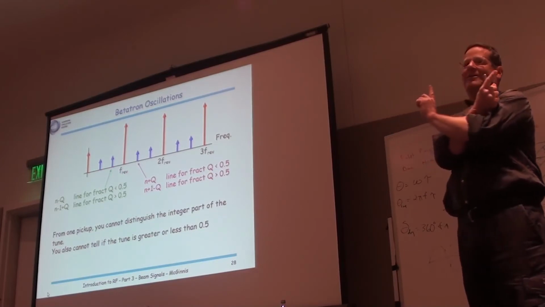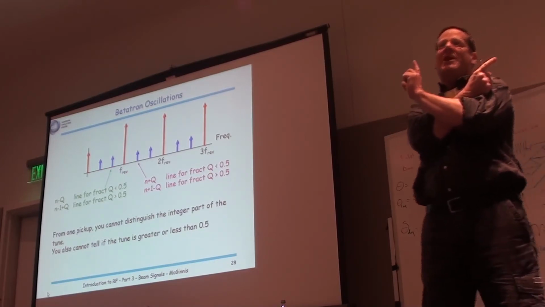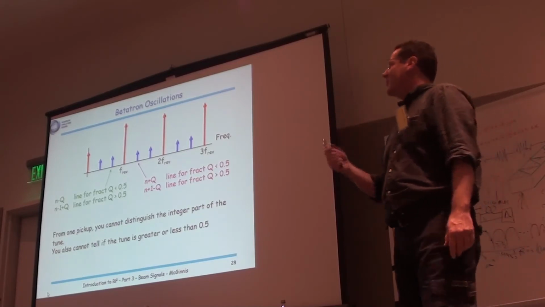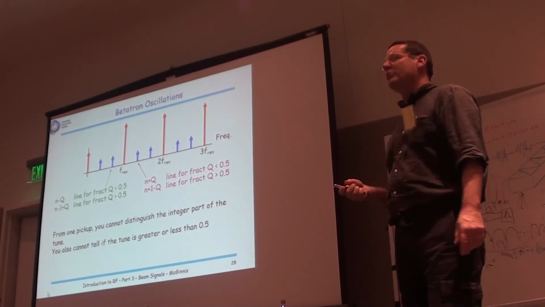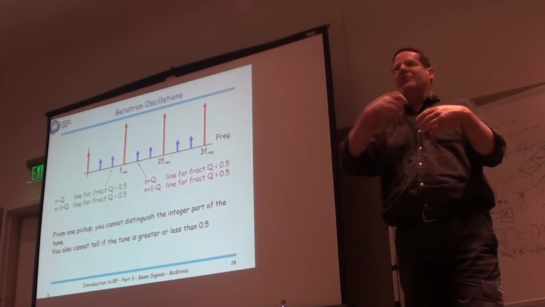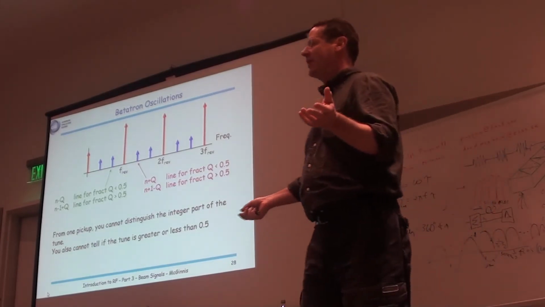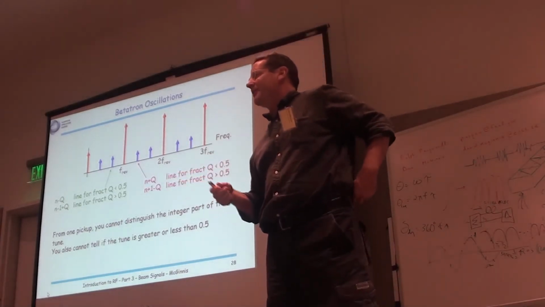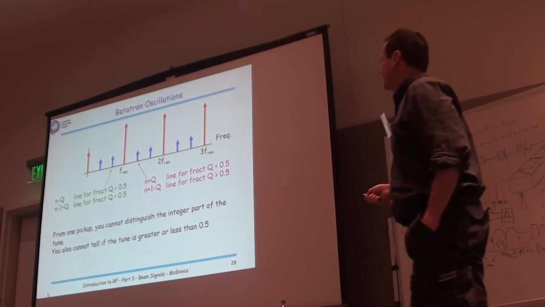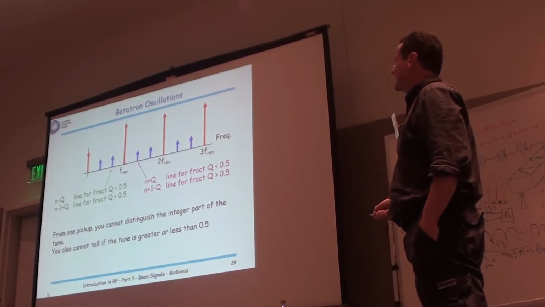Okay? So one of the things you can't really tell about this is the frequency of the wiggle. The only way to tell who's who is to have more than one BPM detector and compare the two of them. So basically you have to take a closed orbit on this, and this is how people determine it. I won't go into the details, but basically you cannot distinguish the integer part of the tune.